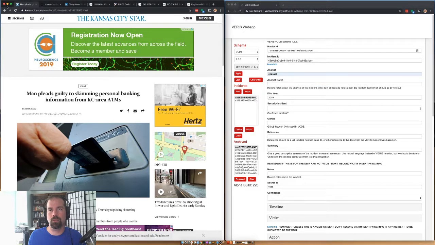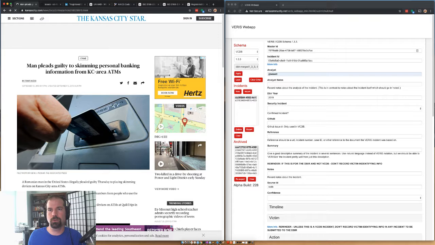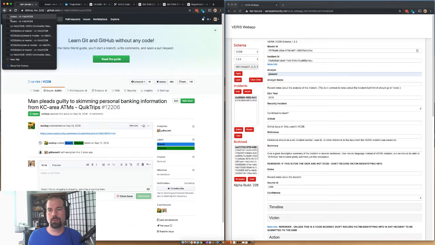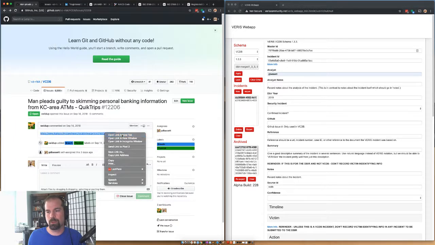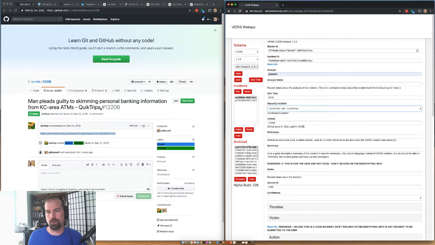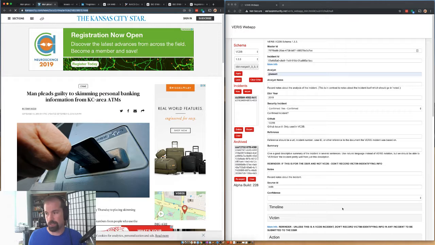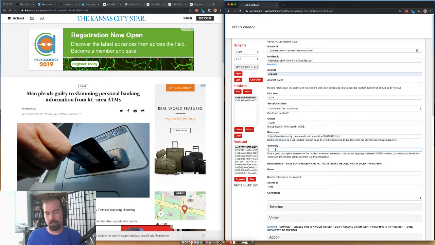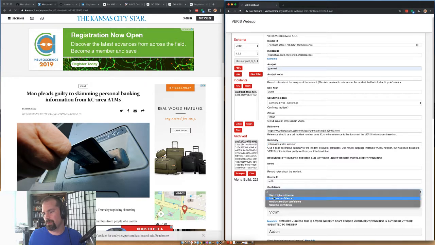Oh, somehow I lost my issue. There we go. Put in a new tab, so we'll get our GitHub issue. And this was confirmed. I mean, they went to jail for it, so he was convicted, I guess, at least. Summary. So confidence high.